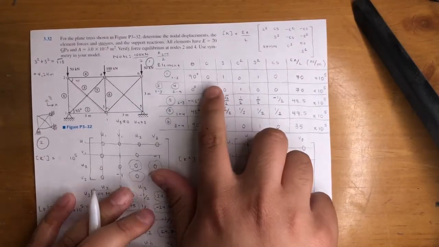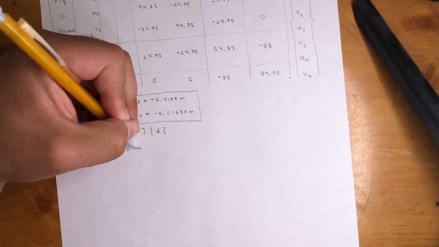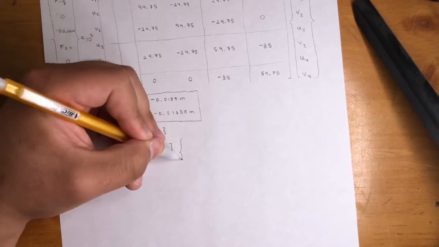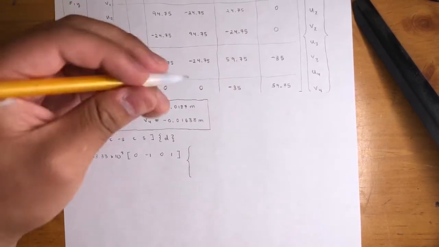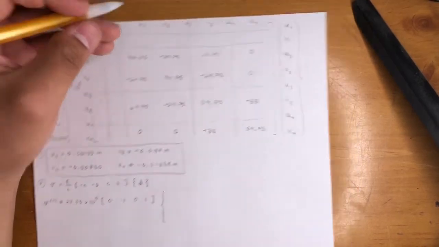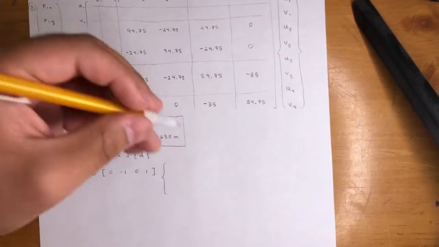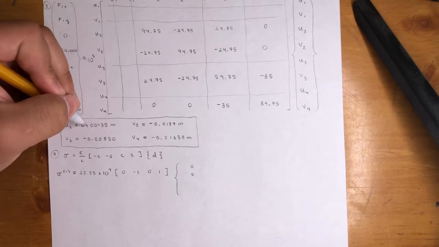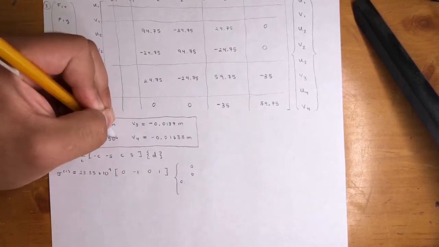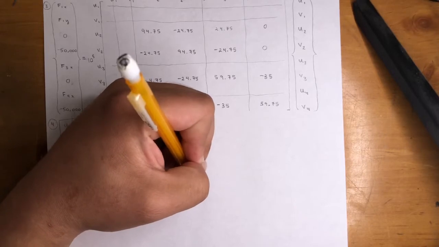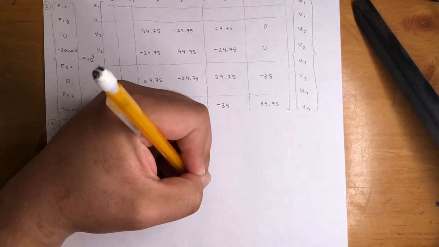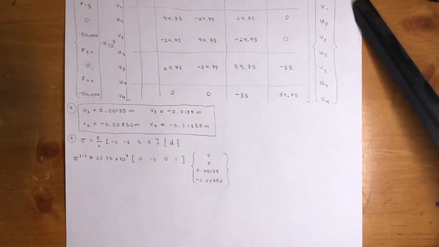So let's go ahead and look at that. 0 and 1. But the first ones are negative. So it's negative 0, negative 1, 0, 1. And then times the displacement vector, right? So it's between nodes 1 and 2. So it's U1, which was 0, remember? Boundary conditions. So 0, 0, and then U2, V2. So it's these two numbers. So it's 0.00135. That is negative 0.00850. Okay, that's the first one.